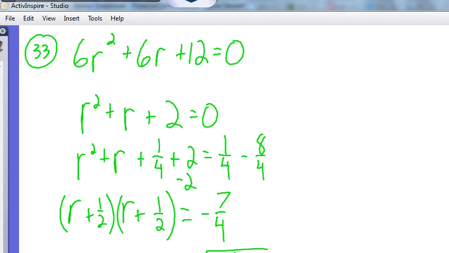Okay, so really what we have is r plus 1/2 equals plus or minus i root 7 over 2. Are we going to get r by itself? Subtract 1/2. So negative 1/2 plus or minus i. And these have common denominators, so we could really say negative 1 plus or minus i times the square root of 7, all over 2.